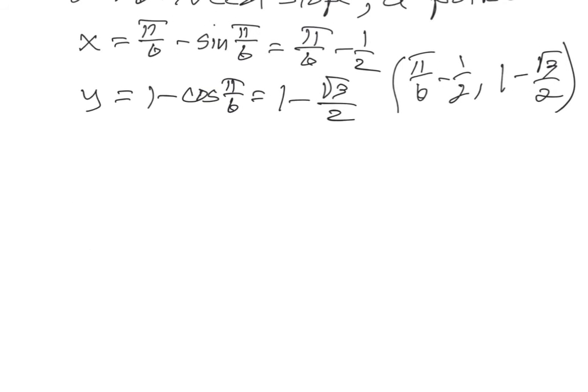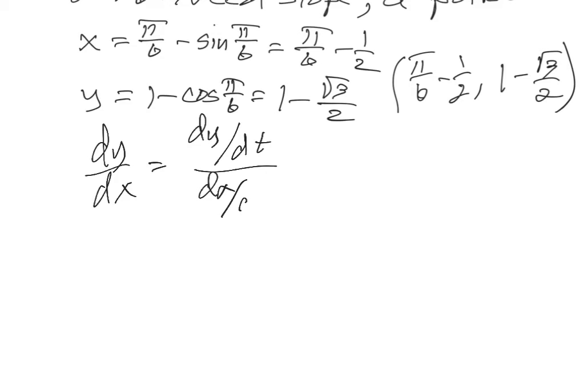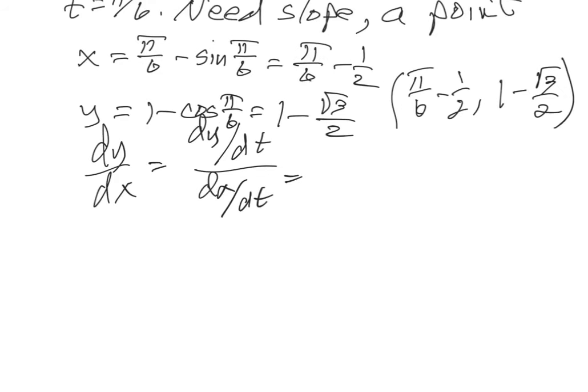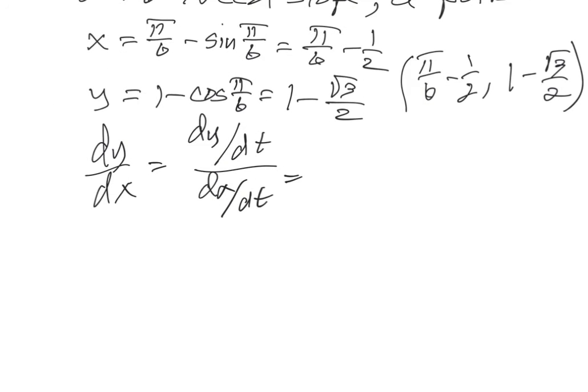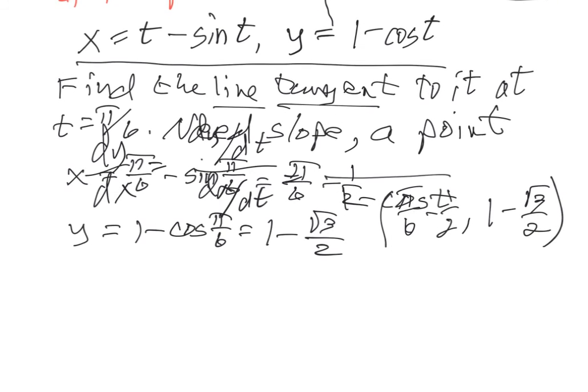All right, and now we need the slope. So the slope is dy dx, which for a curve given parametrically is dy dt divided by dx dt. dx dt, you can see, is 1 minus cosine t. And dy dt, there's y, is plus sine t.